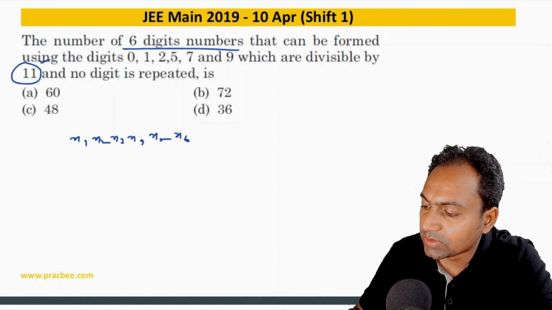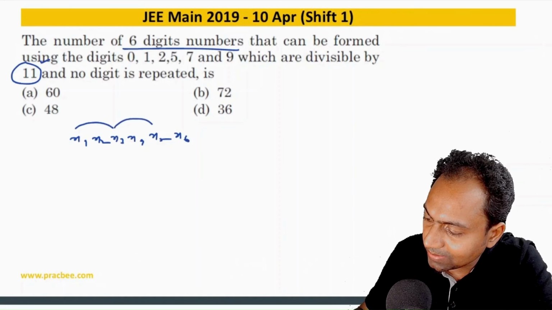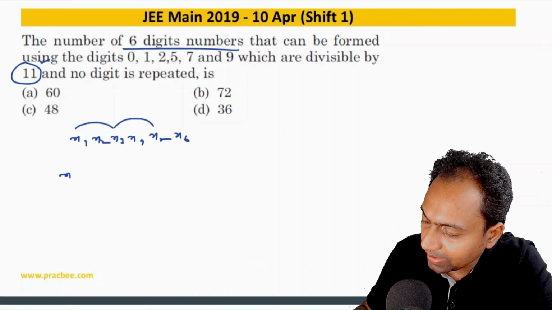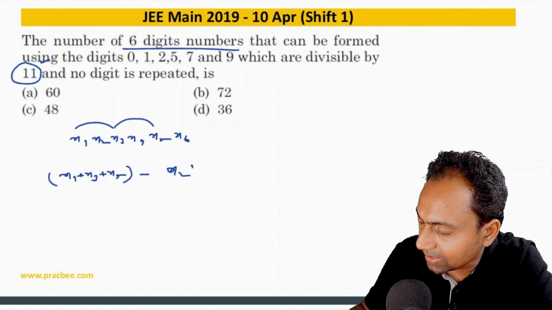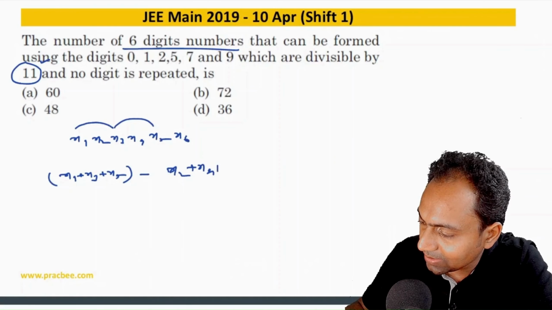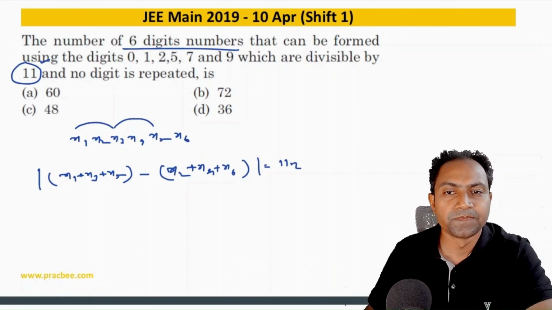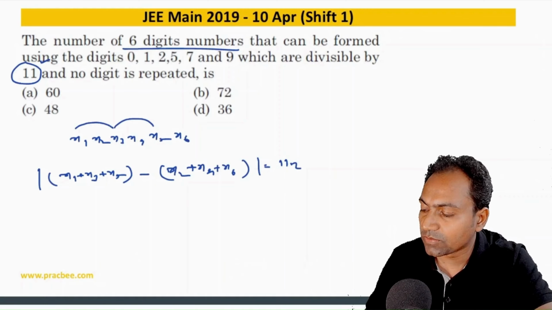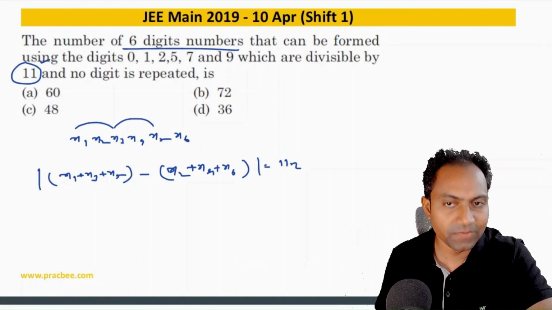So what does the divisibility rule of 11 say? The sum of the numbers at the odd places, like x1 plus x3 plus x5, if I take a difference of this with the sum of the numbers at the even places, this difference should be a multiple of 11. This is what it says. So in such kind of question, what you will have to do is first understand what kind of factors of 11 we are looking for here.